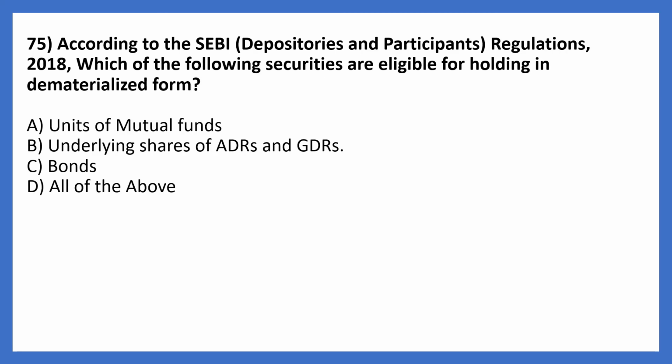According to the SEBI Depositories and Participants Regulations 2018, which of the following securities are eligible for holding in dematerialized form? Option A, units of mutual funds. Option B, underlying shares of ADRs and GDRs. Option C, bonds. And option D, all of the above. The correct answer is option D, all of the above.